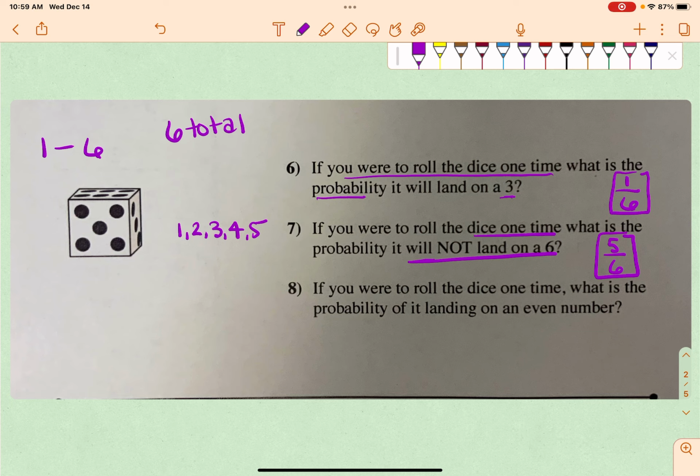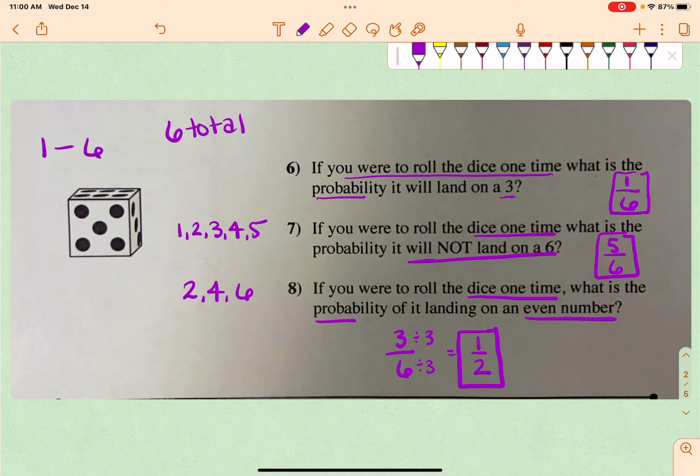You should always check. Okay, if you were to roll the die one time, what's the probability of it landing on an even number? On the die, the even numbers would be 2, 4, and 6. So I have 3 chances of it being even out of 6. Now this is one that can reduce because these can both get divided by 3. So it's 1 over 2.